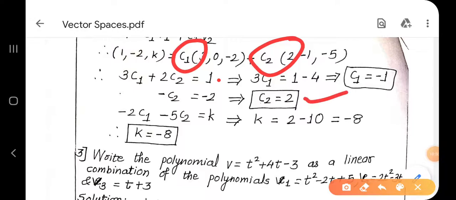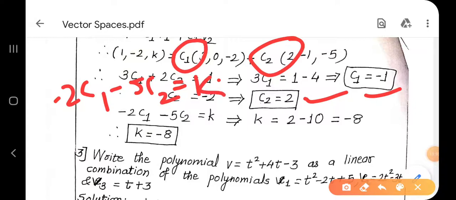So I get the value of C2. C2 is 2. From that find the value of C1. The value of C1 is minus 1. So we get our answer. Right? Now last step, C1, C2 we get, no problem. But the last step is minus 2C1 minus 5C2 is equal to K. Correct? But we know C1 and C2. C1 is minus 1 and C2 is 2. Substitute here and find the value of K.